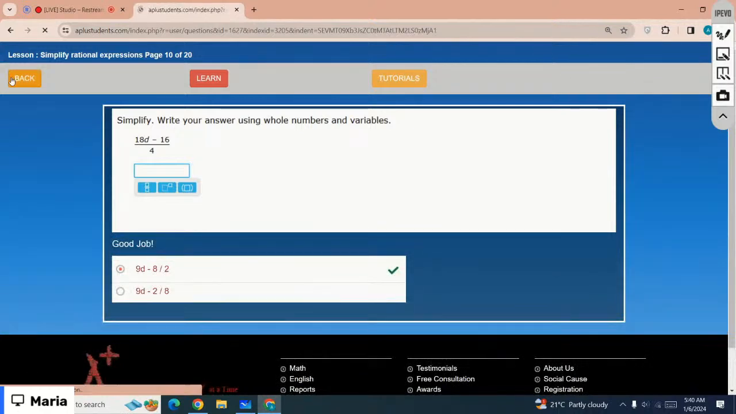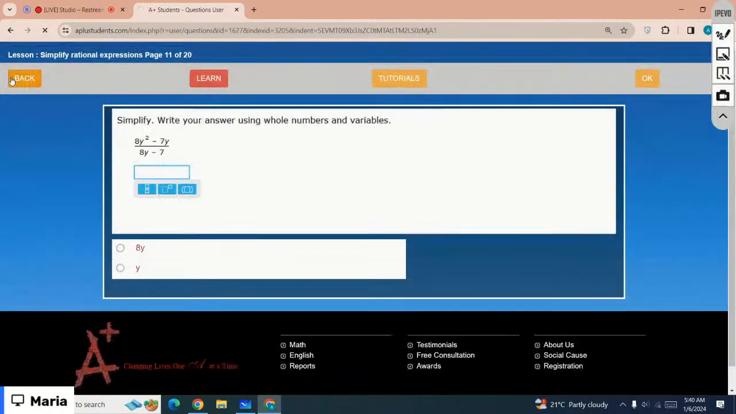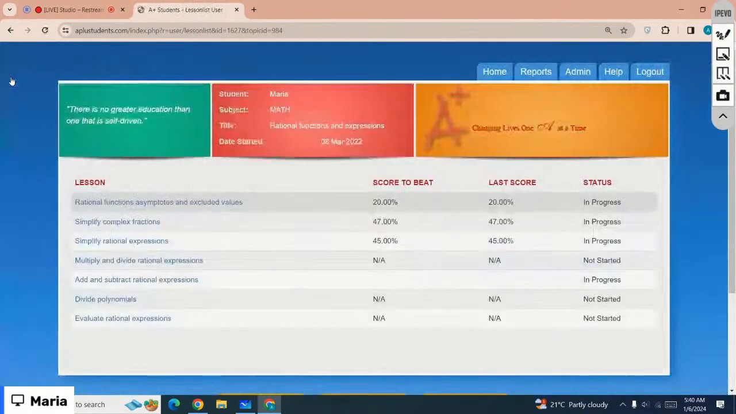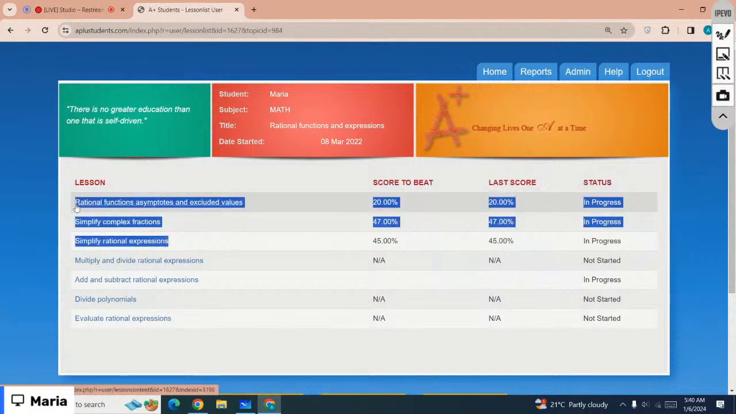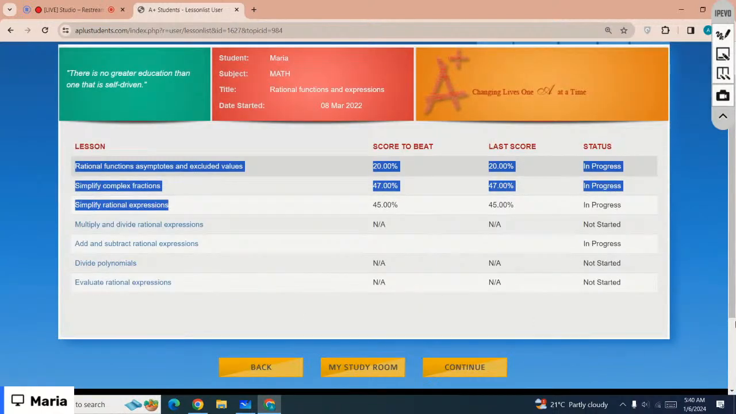Okay, you can complete the lesson by yourself later today. So we were working on grade 9 math. The chapter we're working on is rational functions and expressions, and the lessons we have covered today are rational functions, asymptotes and excluded values, simplify complex fractions, and simplify rational expressions, right? So please make sure before the next session you complete all the practice questions for the lesson we just did. That is your homework until the next session, right?